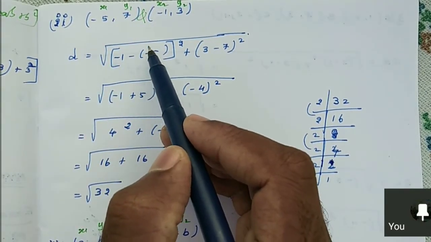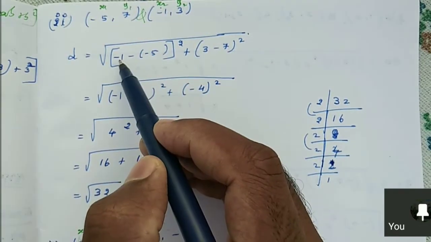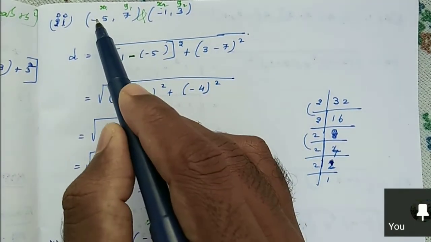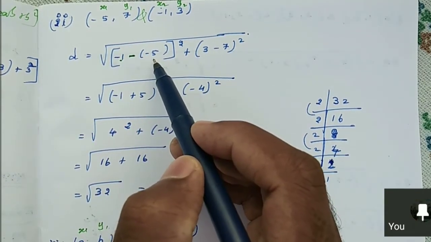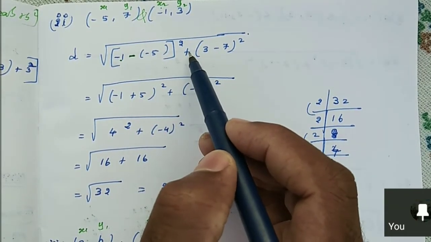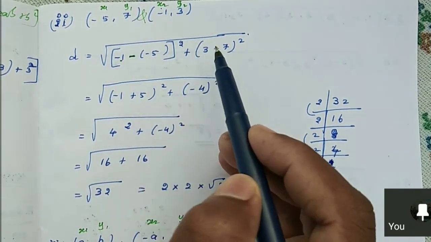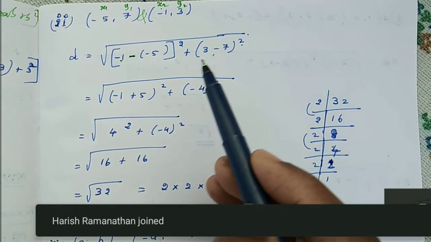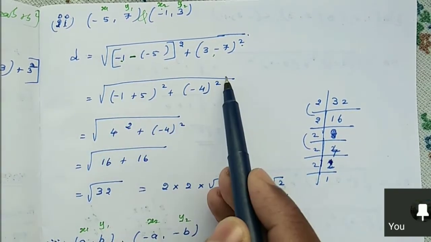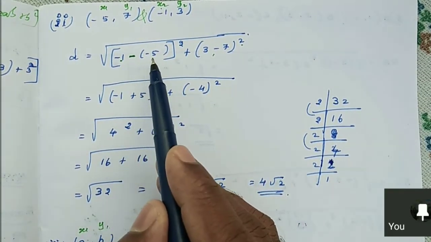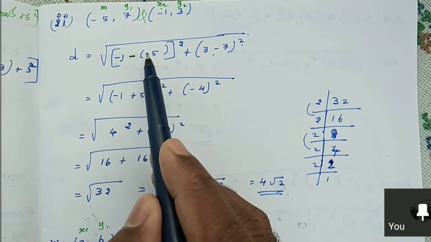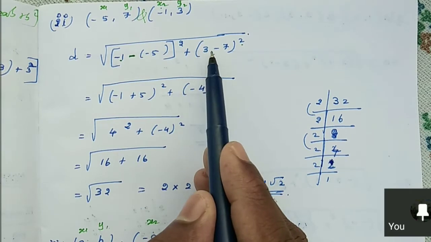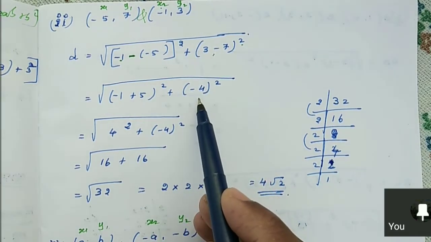Are you clear? X2 minus x1. So x2 is minus 1, then the formula itself has a minus. Then x1 is here minus 5. Plus y2 minus y1. Y2 was 3 minus 7, the whole square. Clear? Next, which is equal to root of minus 1 minus into minus 5, plus 5. So plus 5 the whole square plus 3 minus 7, minus 4 the whole square.